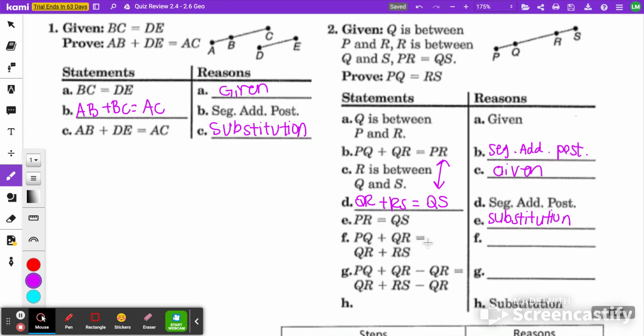I messed that up. This substitution part should have been letter F, because letter E is our given. And this one is our substitution. So that when we find this down here, we are showing the subtraction property. So when we finally write it out, after subtracting everything, PQ is equal to RS.